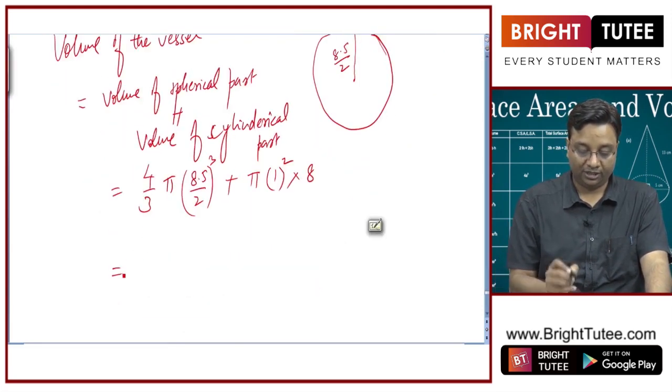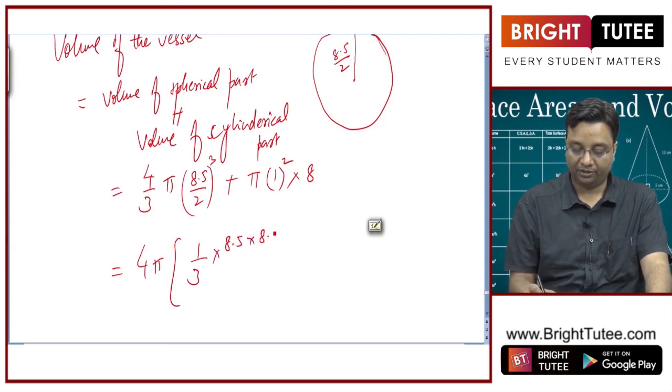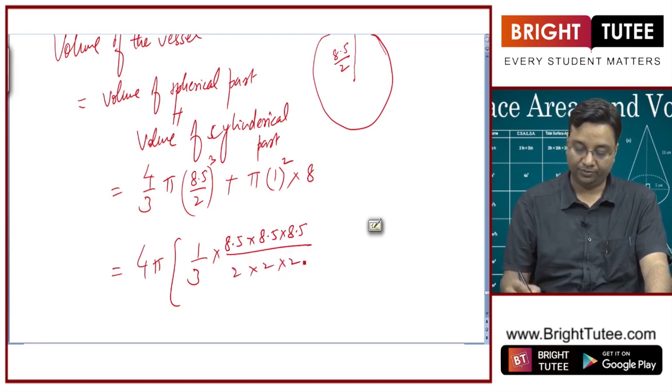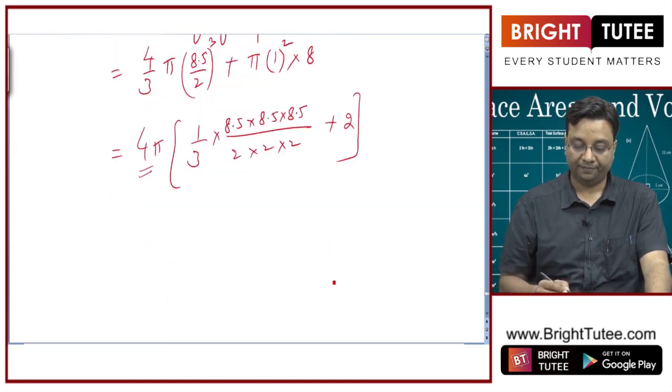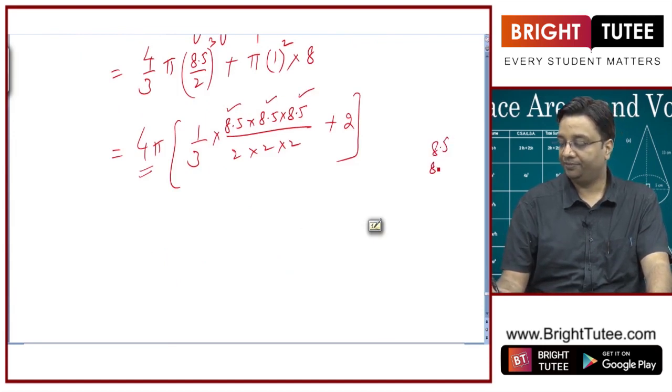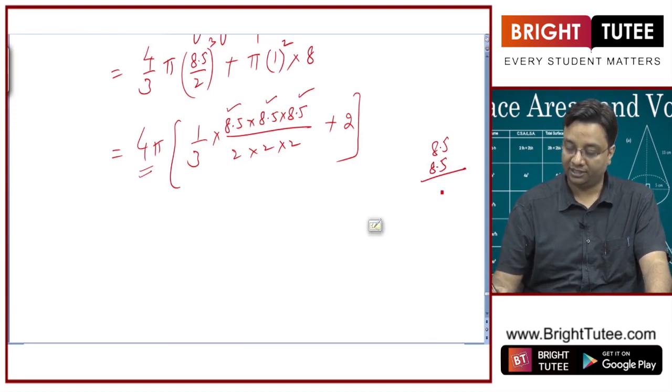So let's do the calculation in this question. So 4 pi can be taken out as common. 1 by 3 is left here. 8.5 into 8.5 into 8.5 divided by 2 into 2 into 2, plus 8 pi. 4 pi I have already taken as common, so 2 is left here. Okay. So the only portion 8.5 into 8.5 into 8.5 is tricky, is calculation intensive.